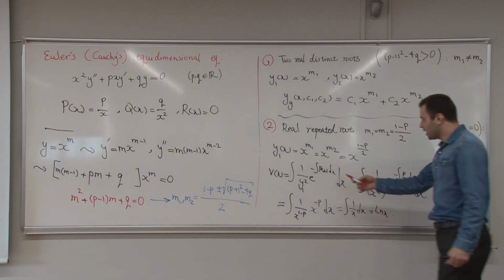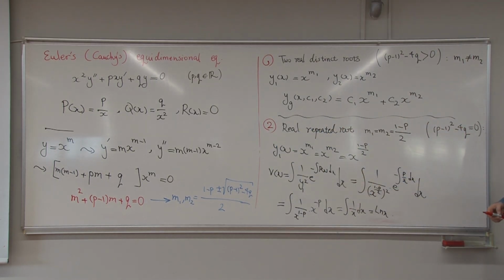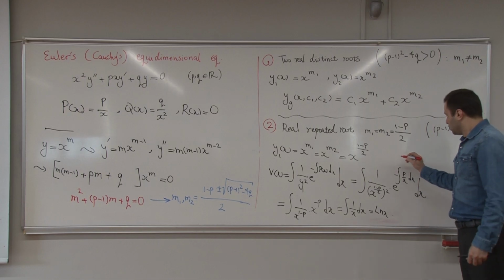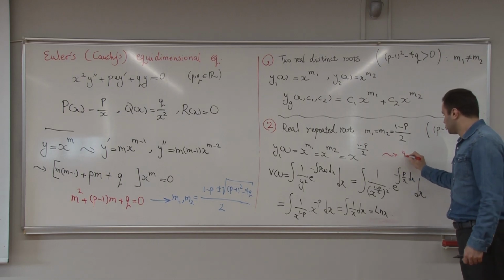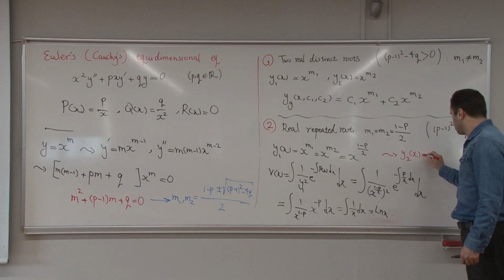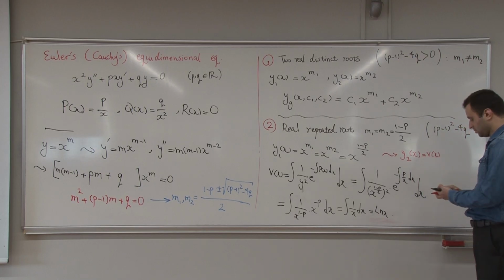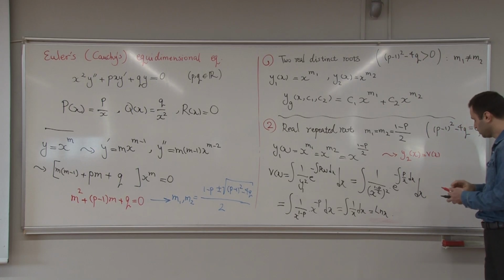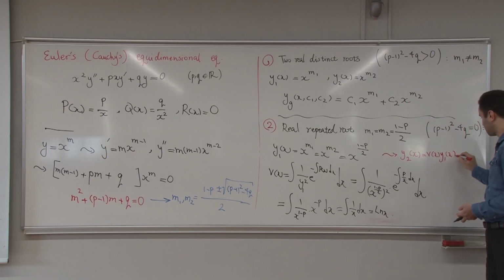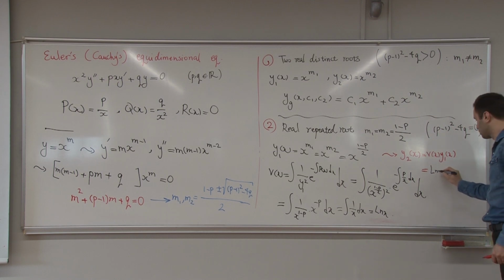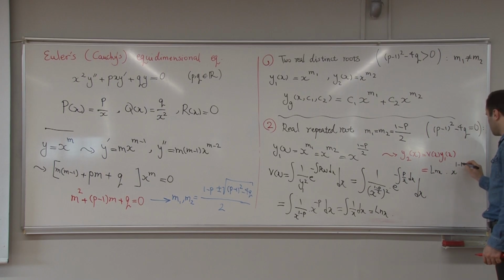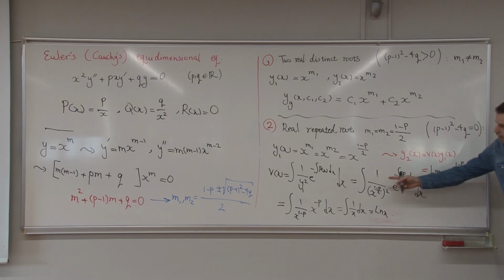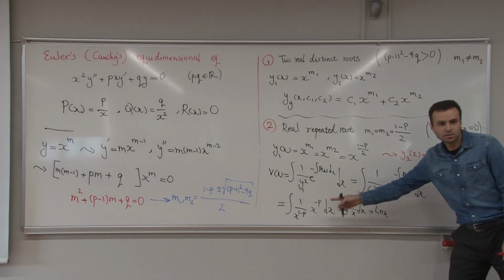If this is our v of x, then what is our y2 of x? It is v of x times y1 of x, right? Which is going to be equal to ln of x times x to the power of 1 minus p divided by 2. Okay? Is this clear? How did we calculate this v? Is it clear?